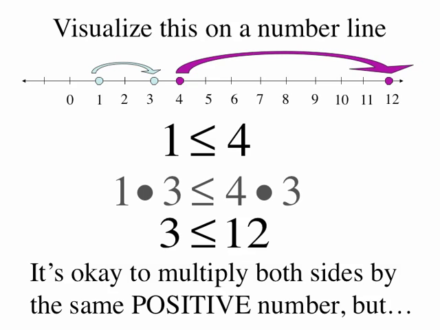If I multiply both sides of this equation by 3, what happens is that the blue dot still stays to the left on the number line of the purple dot. 3 is less than 12, but they get separated by an even bigger amount. The one that was bigger is now even more bigger. And it shows that it is okay to multiply both sides of an inequality by the same positive number.